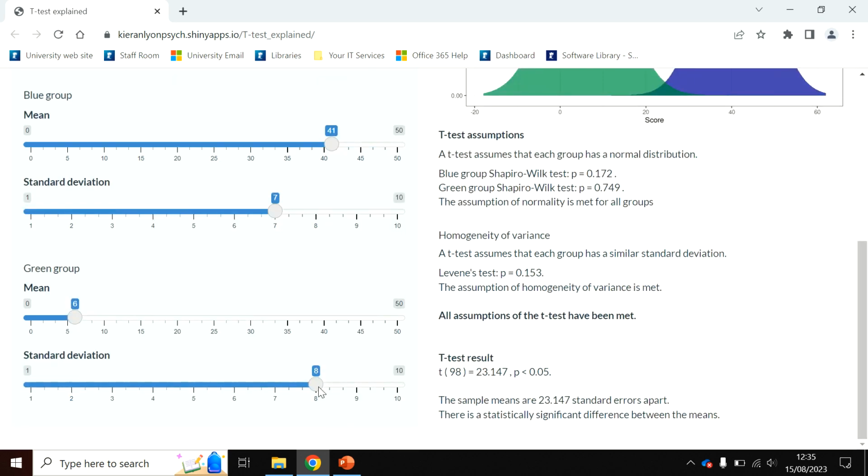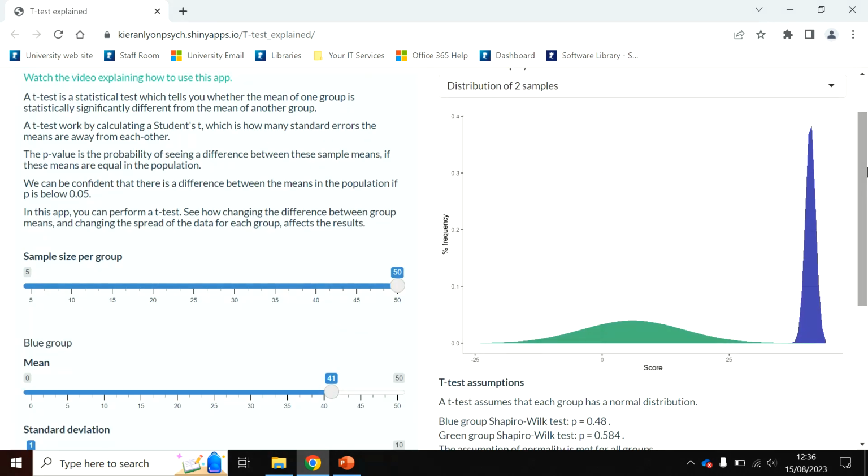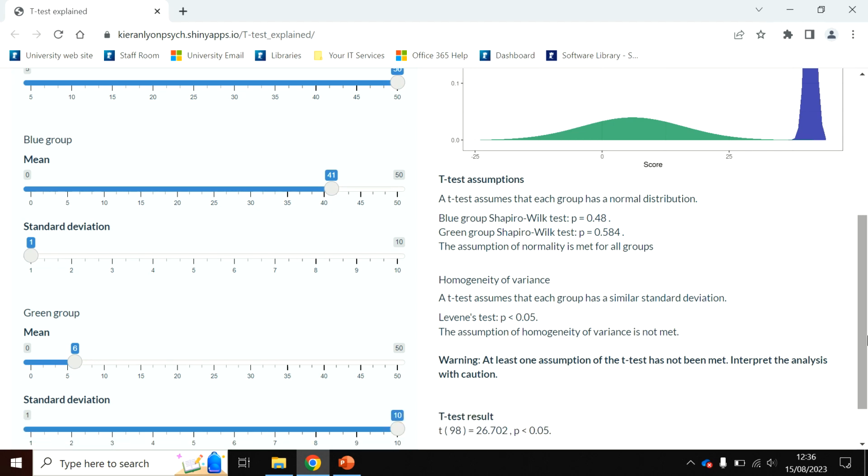However, alternatively, if you change it like this to give them very different standard deviations, what we can see here is the blue group now has a far lower standard deviation than the green group. Well, now that assumption of homogeneity of variance is not met. Look, this is a significant Levene's test. This assumption is not met, and it comes up with this warning sign: at least one assumption of the t-test has not been met. And that tells you, interpret the analysis with caution. We might not be able to trust its results.